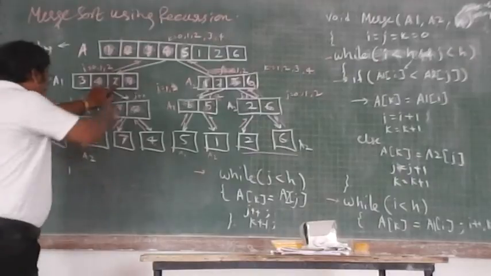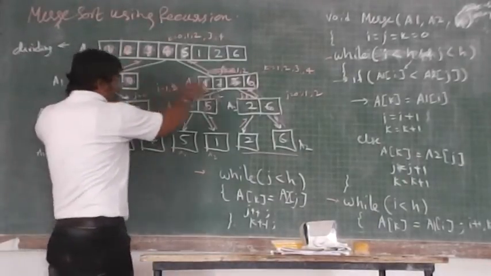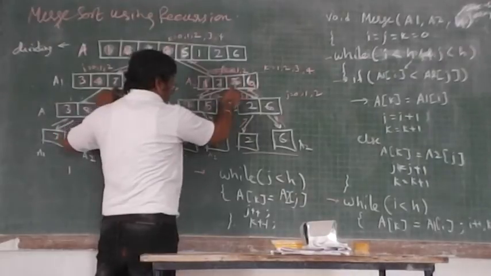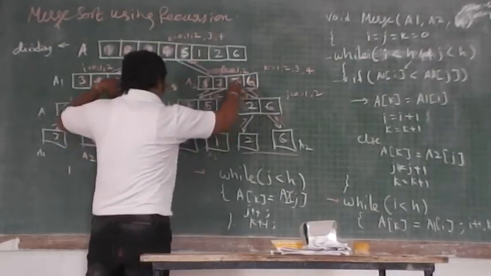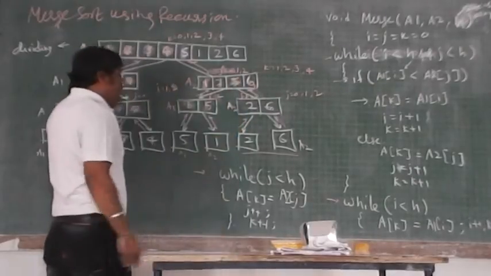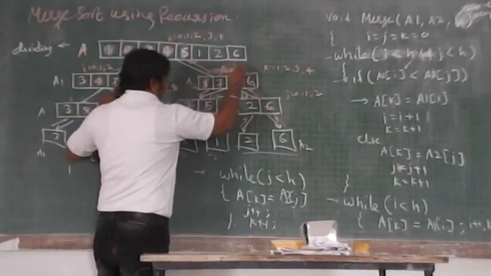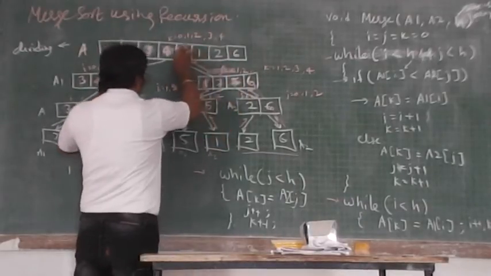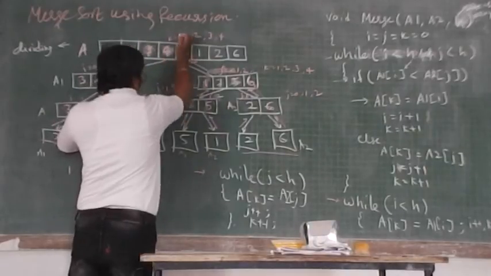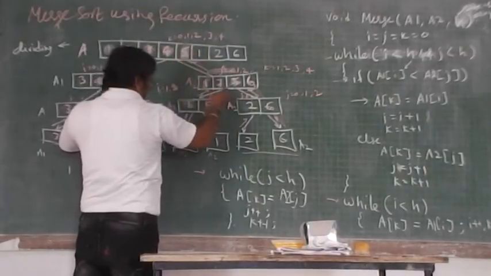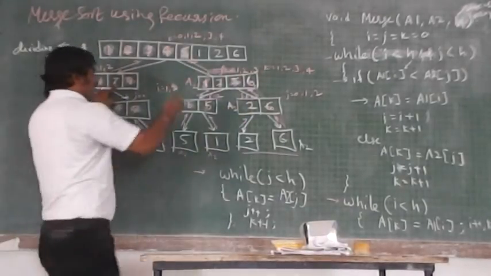So I is 2, this is the second index element. 7 I compare with the second index element of A2. Here comparison is happening between 7 and 5. I found 5 is less. In that case, 5 goes to fourth index: 0, 1, 2, 3, 4. 5 comes to here, J increments and K increments.